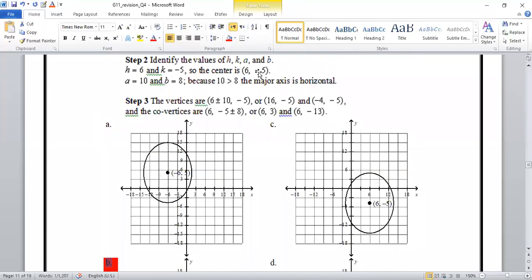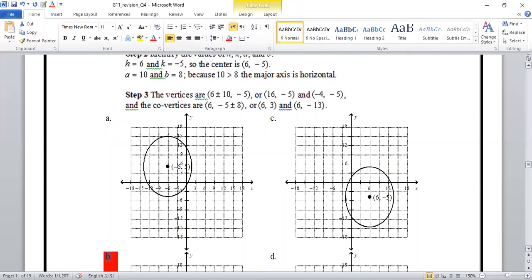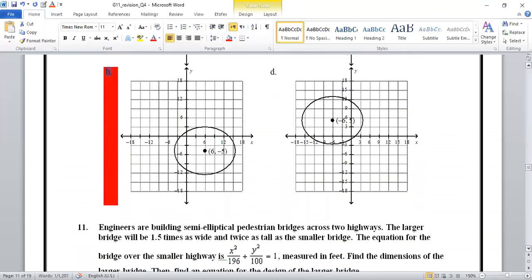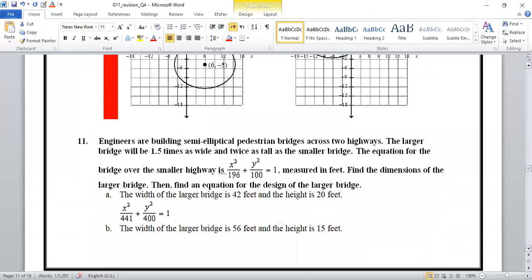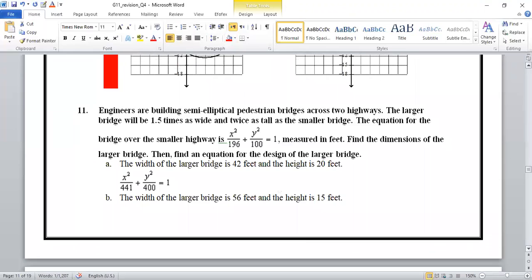My previous answer, 6 and negative 5. Number 11. Engineers are building a semi-elliptical pedestrian bridge across two highways. The larger bridge will be 1.5 times as wide, and twice as tall.